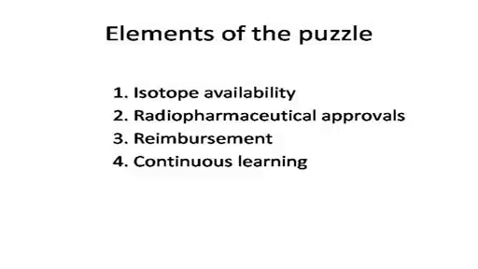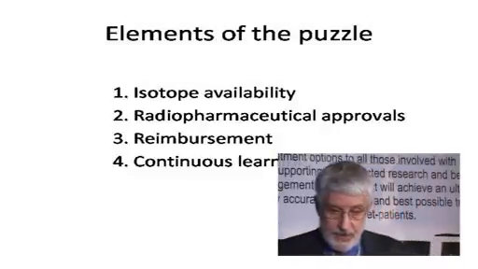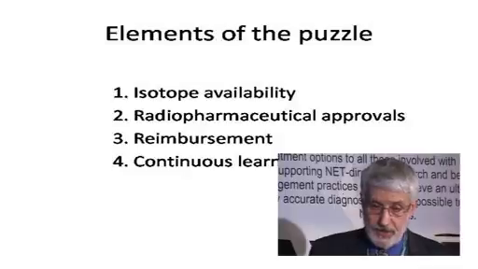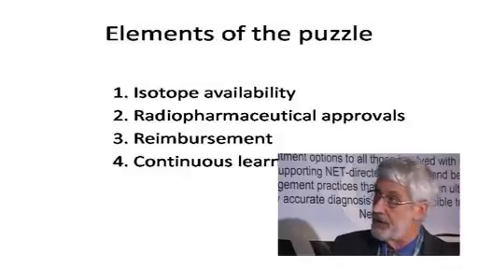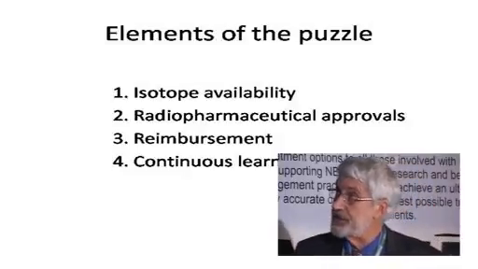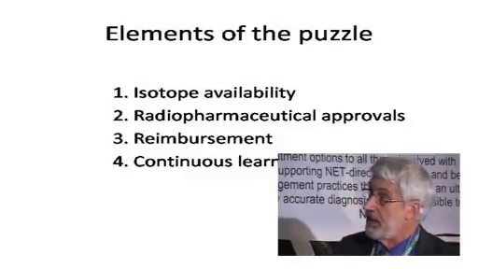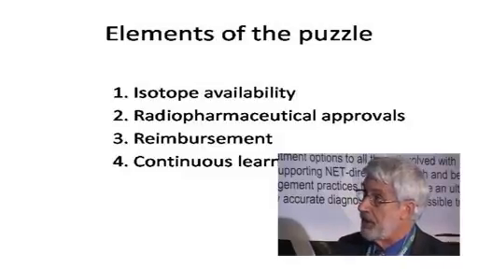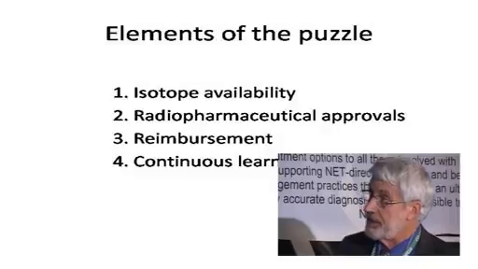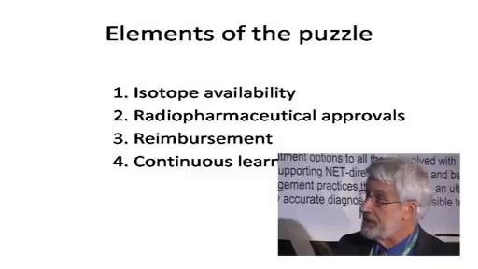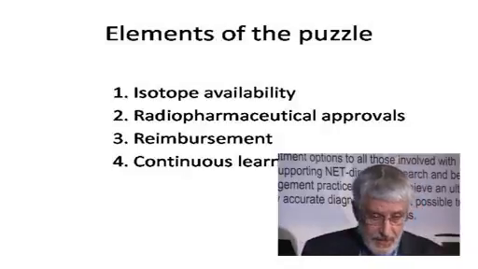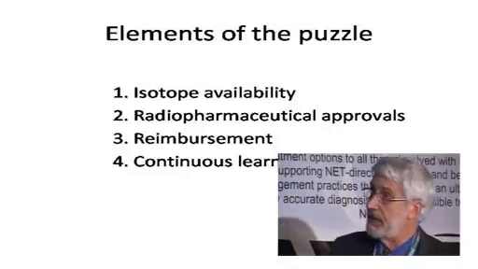Now, the puzzle that I'm presenting you with has 4 parts, and I'm going to try and just indicate a solution, and hopefully we'll have a chance to talk about it later in the meeting. I think there are 4 issues around at least the isotope portion of the neuroendocrine tumor dilemma. There's the issue of isotope availability, which we've discussed. There's the issue of radiopharmaceutical approvals. And Health Canada has said to us, well, ask us, we'll approve stuff.